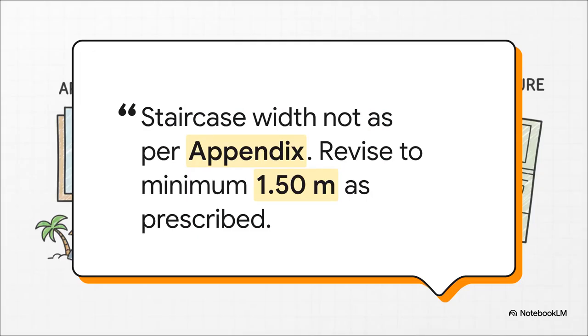So why did this happen? It's because that annexure sketch was just an illustration, a suggestion. The legally binding appendix on fire and life safety, which is the actual law, clearly mandates a minimum width of 1.50 meters for a building of that size. Remember, the appendix will always override the annexure.